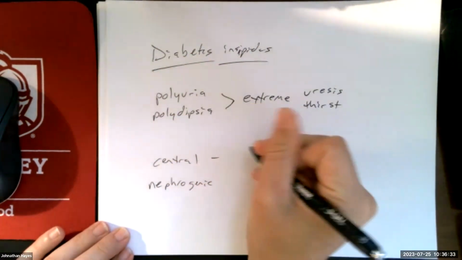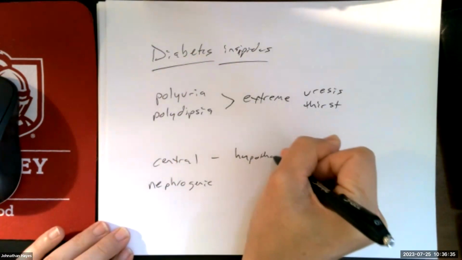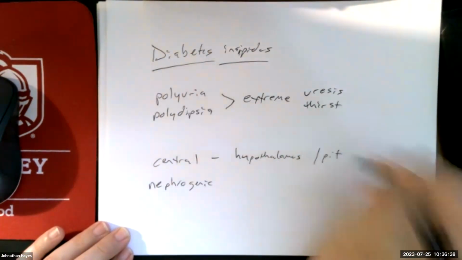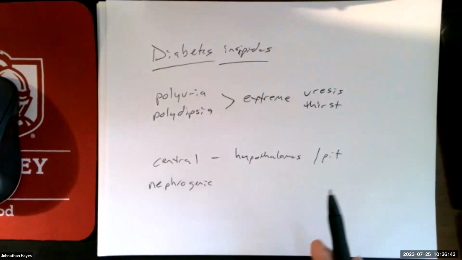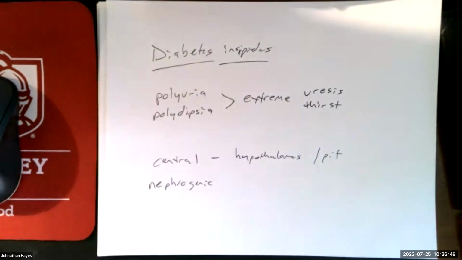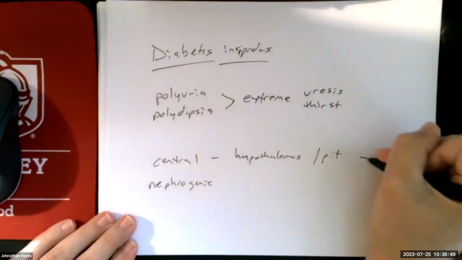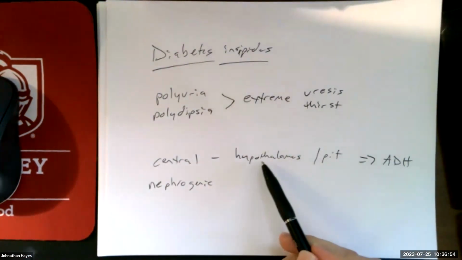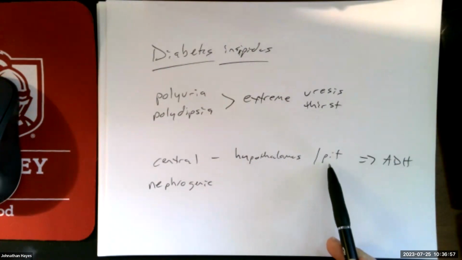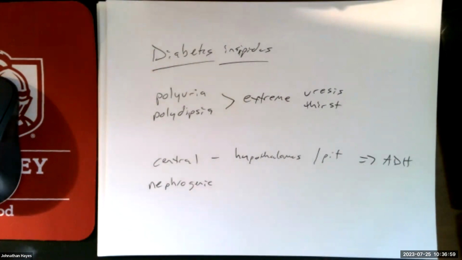So central usually means there's something going on with the hypothalamus or the pituitary. I know that's not central in the body, but it's kind of central for where the hormone that's involved with diabetes insipidus comes from, which is going to be ADH. So where does ADH come from? It comes from the hypothalamus. It's released through the posterior pituitary. So that's why they sometimes call that central diabetes insipidus, because that's where ADH comes from. That's like the origin of the ADH, the hormone that's involved with diabetes insipidus.